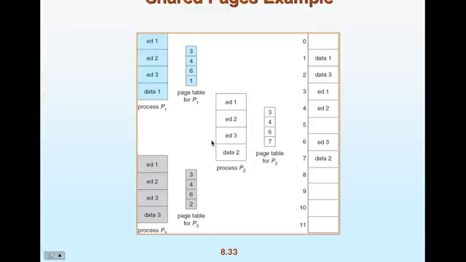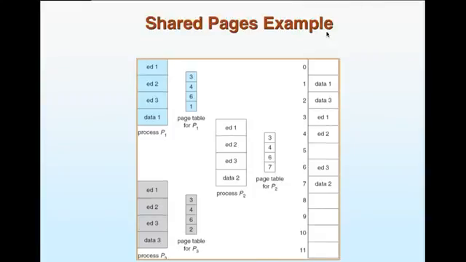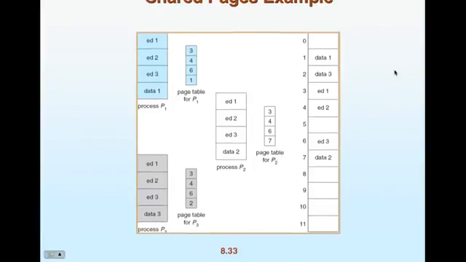So we want to keep the code the same, but we want to keep the data separate, for example, for these 3 different processes that are running. Which makes sense, because you want their data to be kept separately from the actual code or whatever happens to be running in that process.